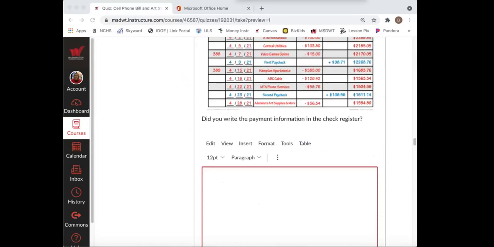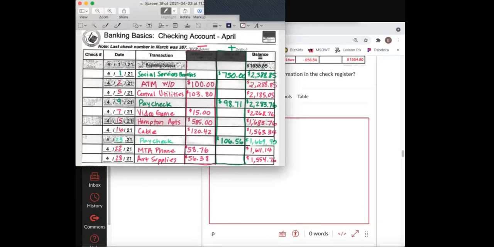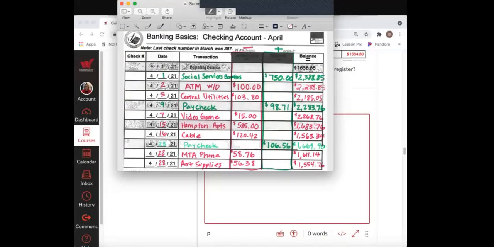All right, so now we're gonna write this on the check register. Now, because the transactions were a little off, we're gonna just do this here. So on 4/22/21, you're gonna write MTA phone. And that was $58.76. And since it's a withdrawal, it goes in this first column. You're going to subtract that from your balance.